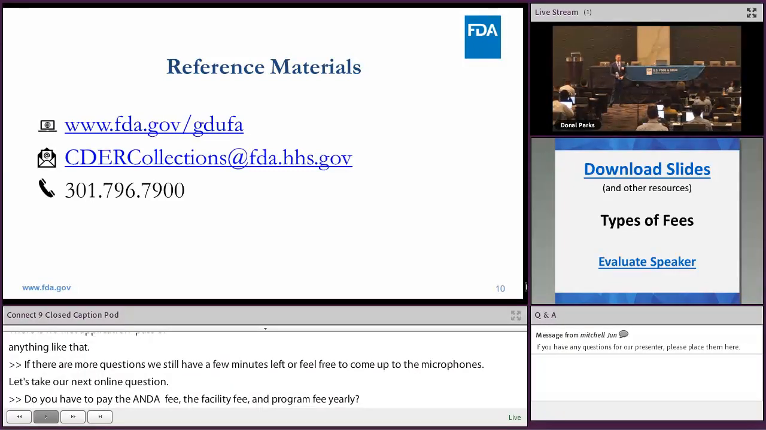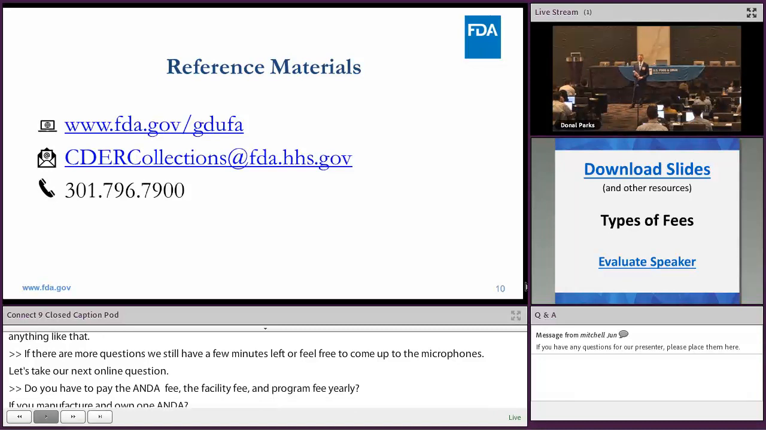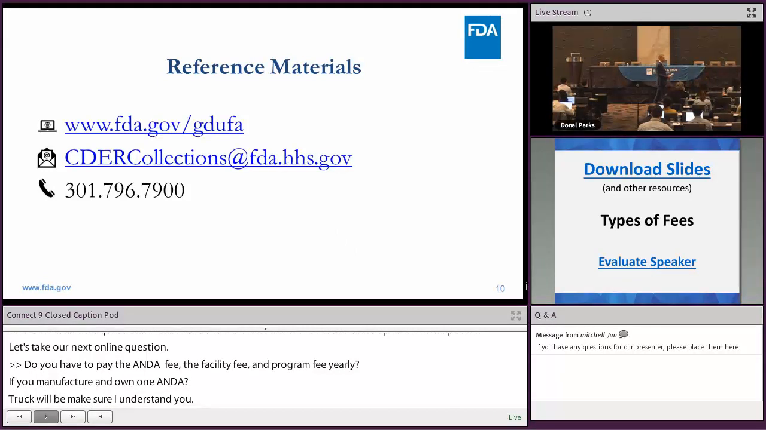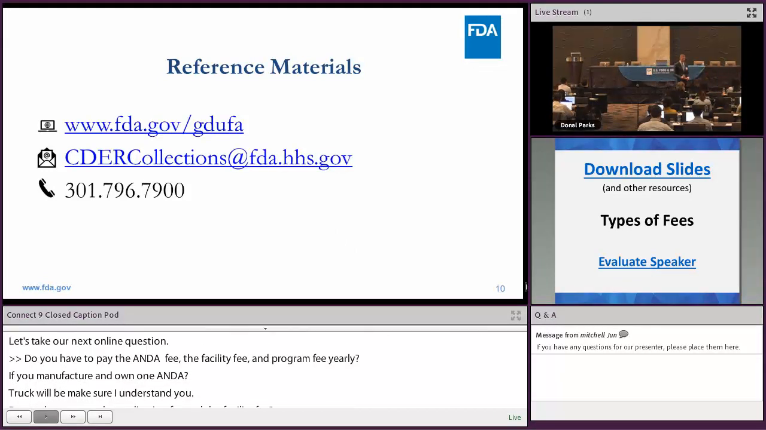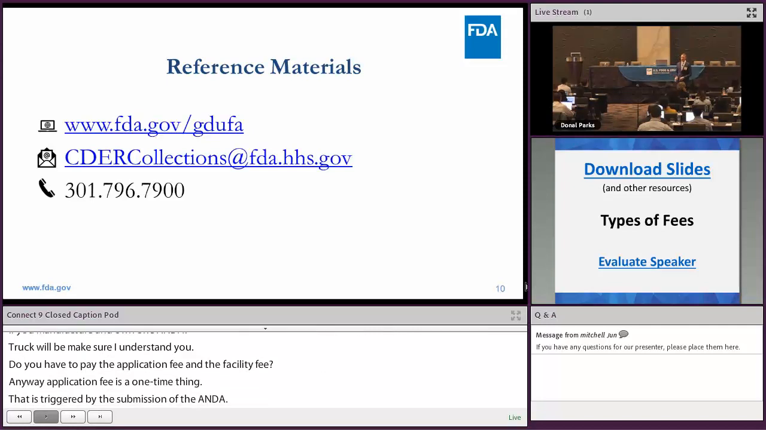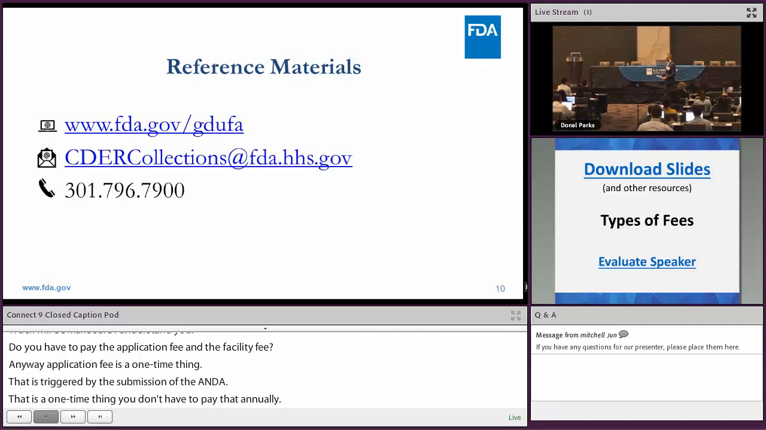So let me just make sure I'm understanding. Do you have to pay the application fee and the facility fee annually? So the application fee is a one-time thing. That's triggered by the submission of the ANDA. And so that's a one-time thing. You don't have to pay that annually. On the facility fee front, as long as the facility is referenced in an approved application, that will become due every year. And that's due at the beginning of the fiscal year, October 1st.